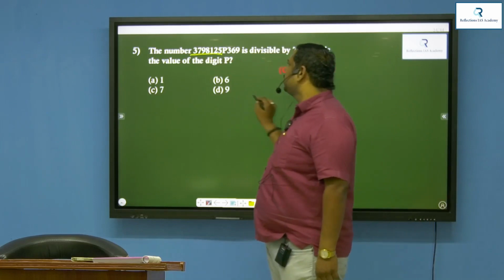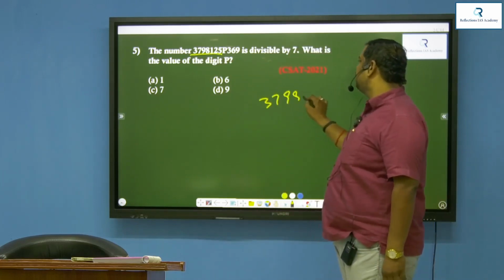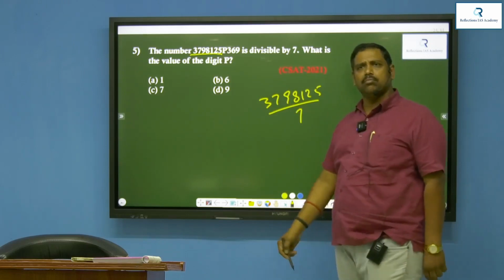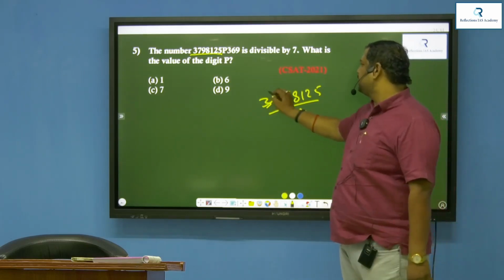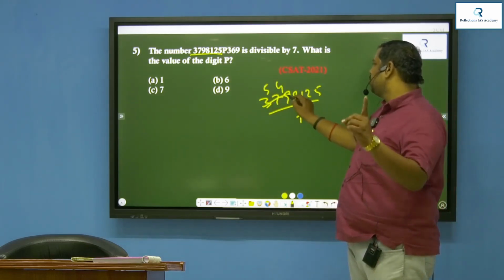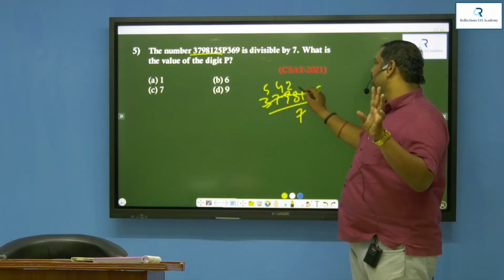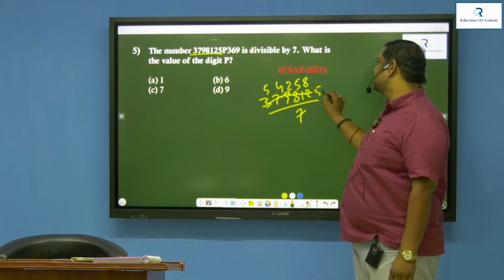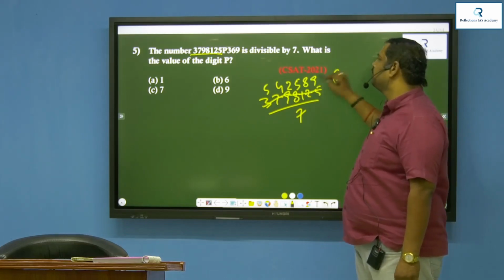Before P, divide it separately: 3, 7, 9, 8, 1, 2, 5. You have to divide with 7 only. Divide with 7. Okay. Yeah, 7 5s. 29 means 7 4s. 18 means 7 2s. 41 means 7 5s. 62 means 7 8s. 65 means 7 9s. What's the remainder you got? 3.